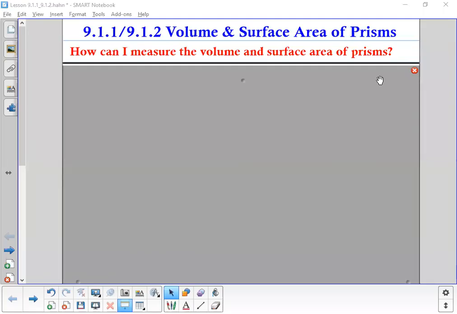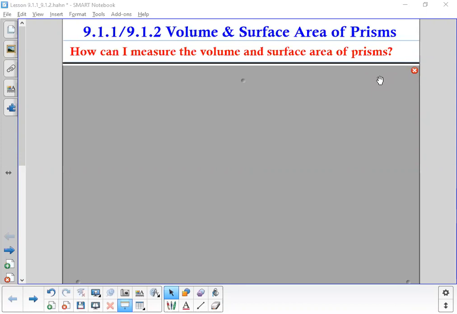Our topic for today is the volume and the surface area of prisms. And our essential question is, how can I measure the volume and surface area of prisms? Before we can address that question though, we need to do a little bit of vocabulary work to make sure that we're all understanding each other when we speak about these three-dimensional solids.